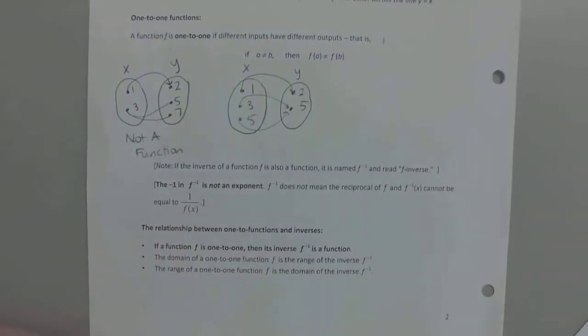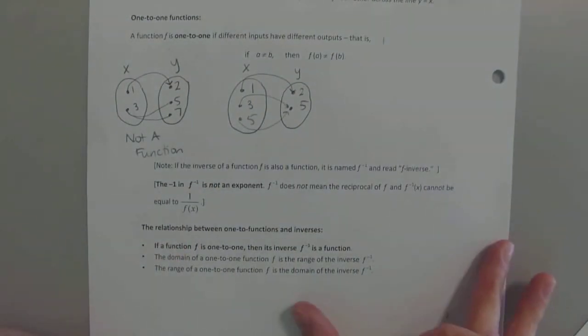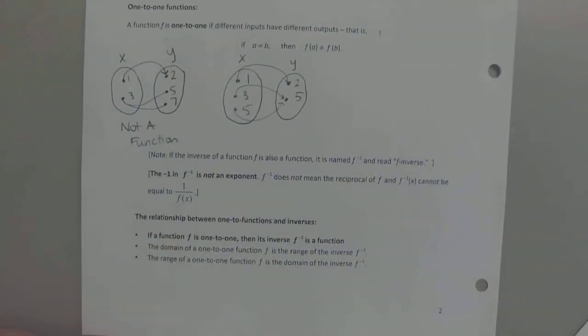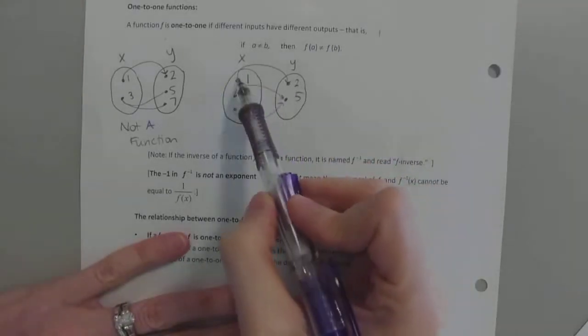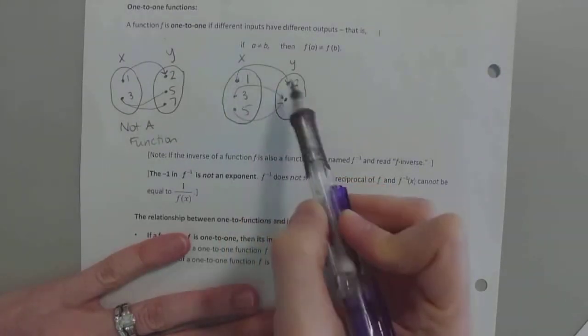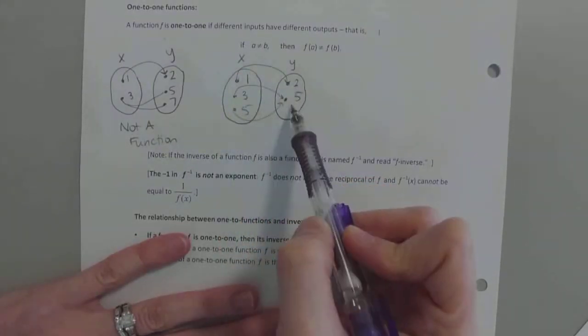1 goes to 2, but both 3 and 5 go to 5. Is this a function, yes or no? Yes. Is it a one-to-one function, though? No. So basically a one-to-one function just means if you went backwards, do you follow the same rule, right?